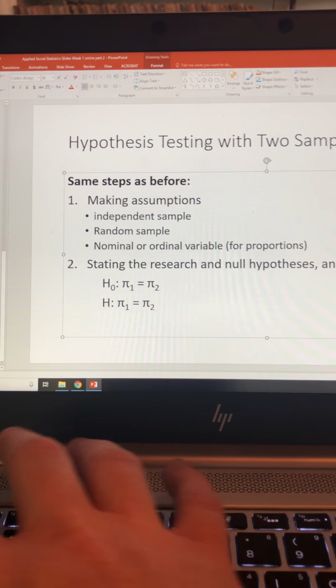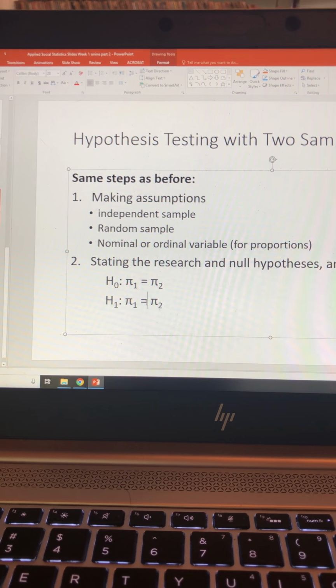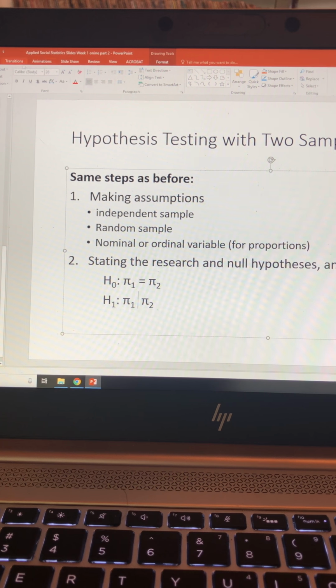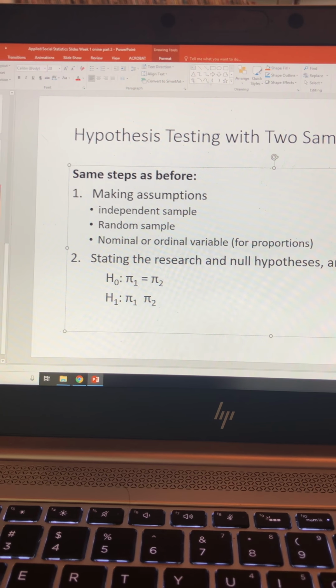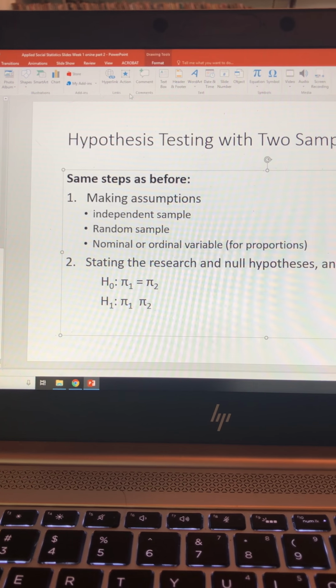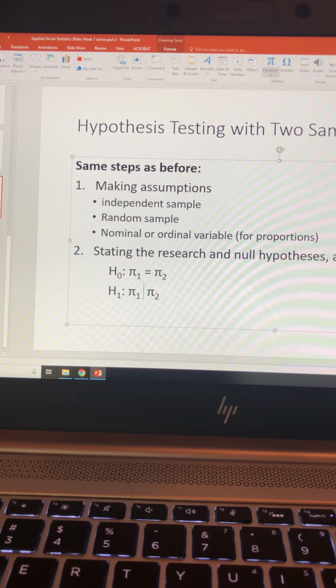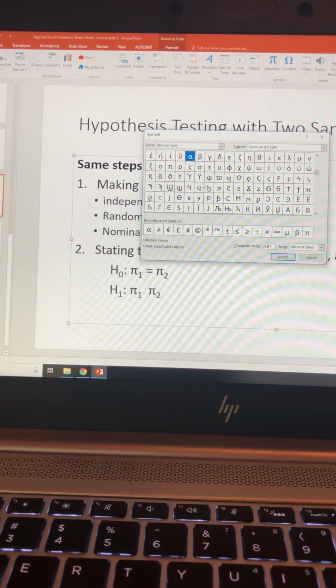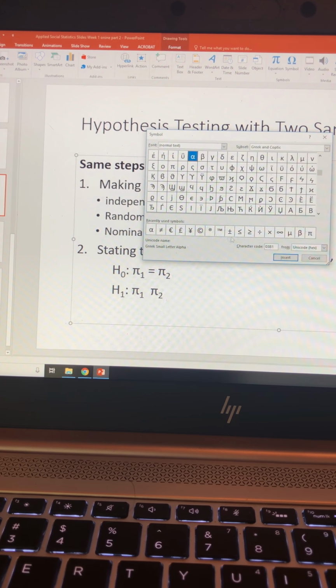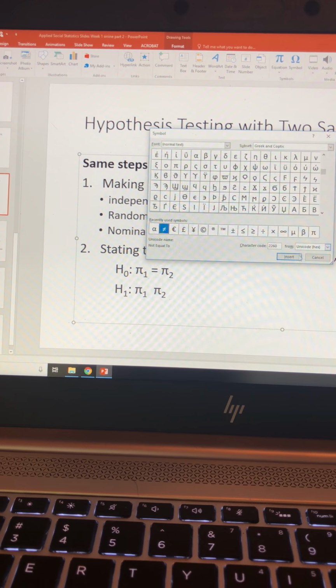Let's fix that. Sorry about that. There's another typo. So this would be not equal to, right? Let's see, add in a symbol. Not equal to.